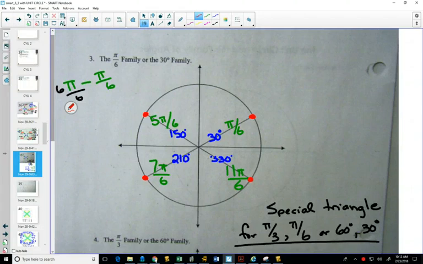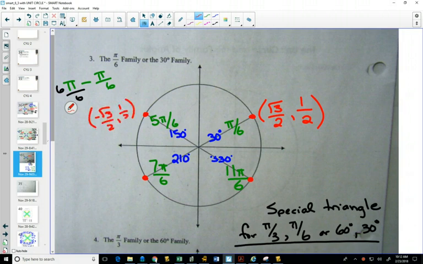At 30 degrees, points on the unit circle are cos theta, comma sine theta. So cos of 30 degrees, root 3 over 2. Sine of 30 degrees, 1/2. Once you know quadrant 1, the same family is going to have all the same coordinates. What's going to change is whether they're positive or negative.